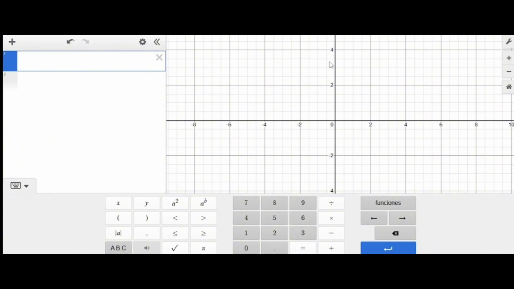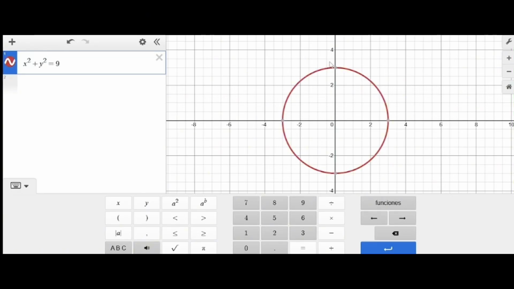Let's move into some geometry. I'm going to type the equation x squared plus y squared equals 9. And now we get a circle. But why does this work? Because the equation represents all points that are exactly 3 units away from the center, since the square root of 9 is 3. So algebra is describing a geometric rule, and Desmos turns it into a shape.